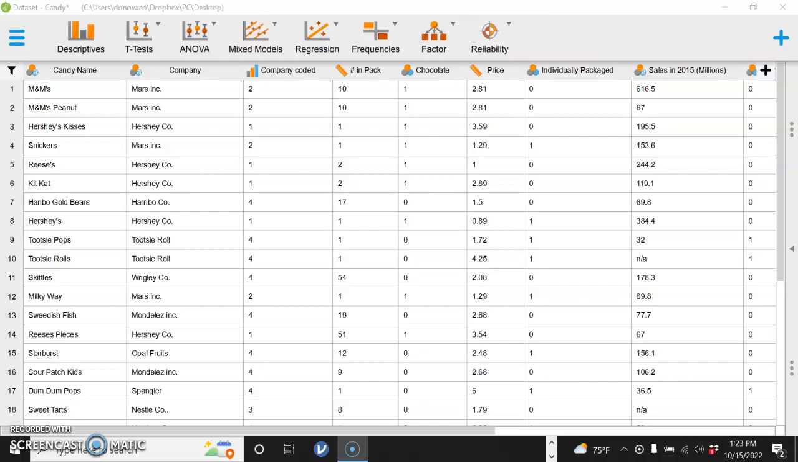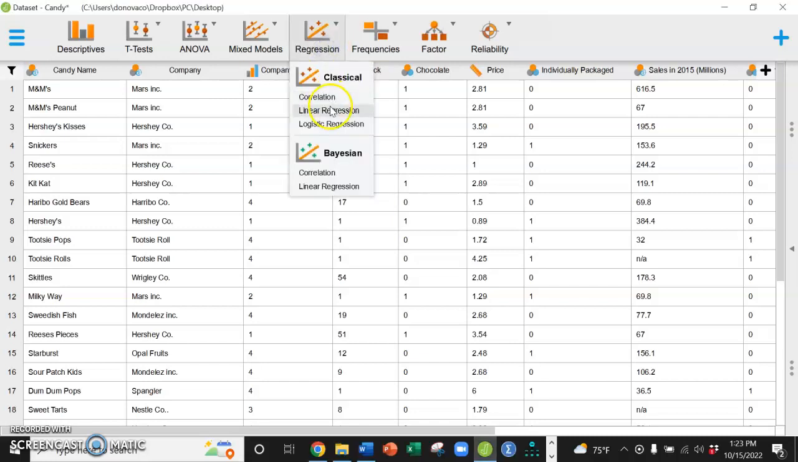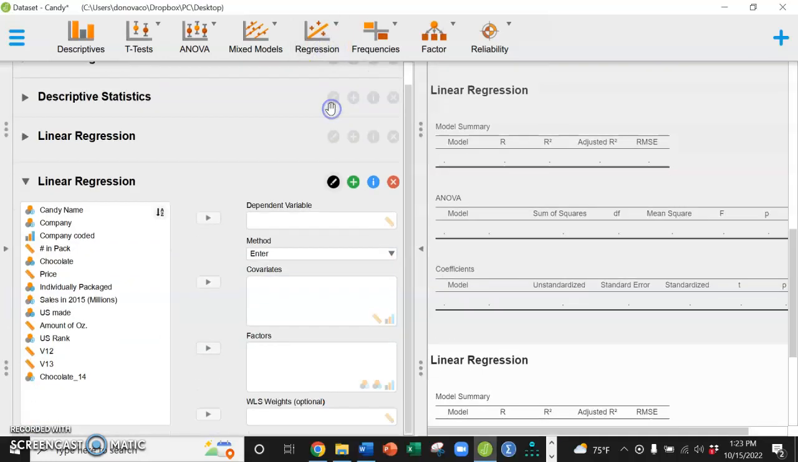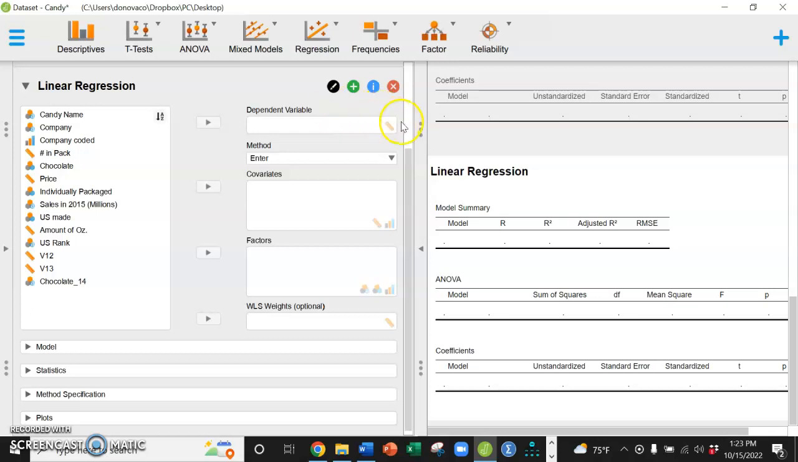Hello everyone, this video is about how to do regression in JASP. So we're going to take the candy data set, go up to regression, classical linear regression, and it gives us lots of options.